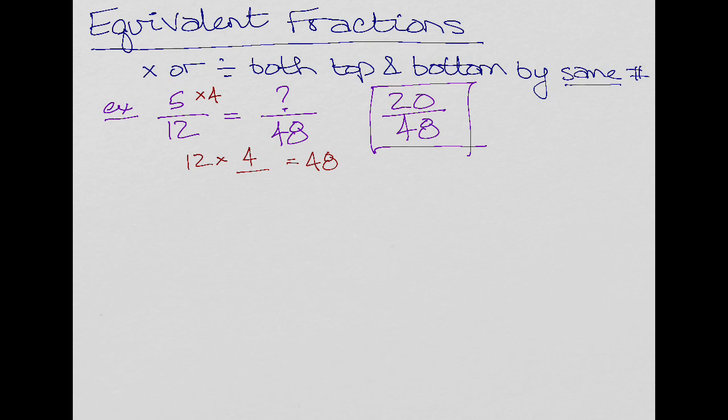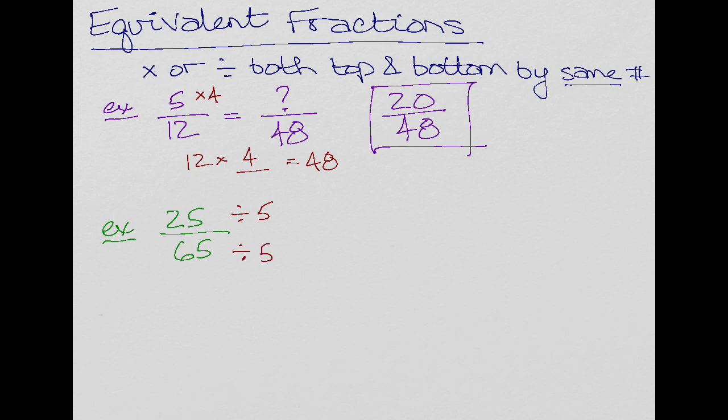We can go the other way too. Suppose I want to express 25 over 65 as an equivalent fraction, but maybe with smaller numbers on the top or the bottom. So I'm going to look for something that divides evenly into both 25 and 65. They each end in 5, which tells me I can divide each of them by 5. It does have to be the same top and bottom.